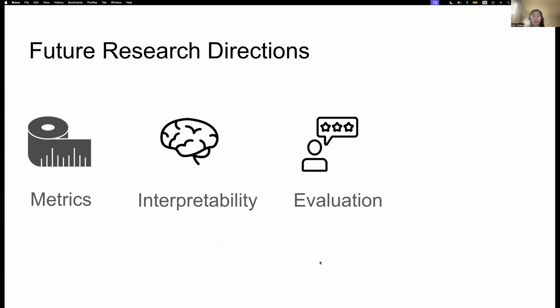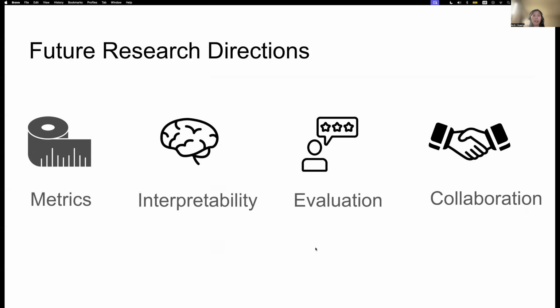Third, evaluation. Explanations should be tested with real users to see if they actually help decision making. And the last one is collaboration. Collaboration between regulators, developers, and users is very important because we can work together to ensure AI systems are transparent, ethical, and usable across sectors.